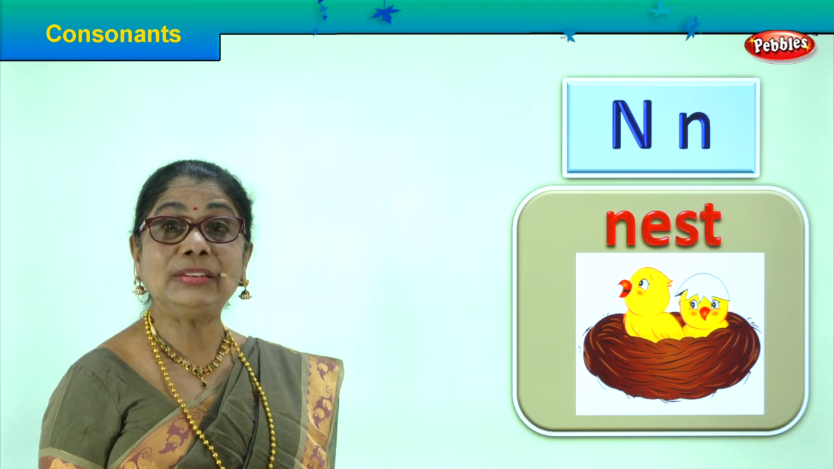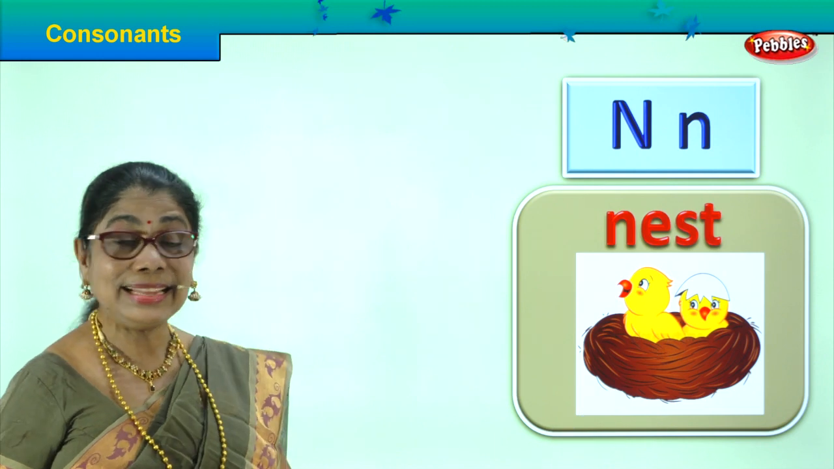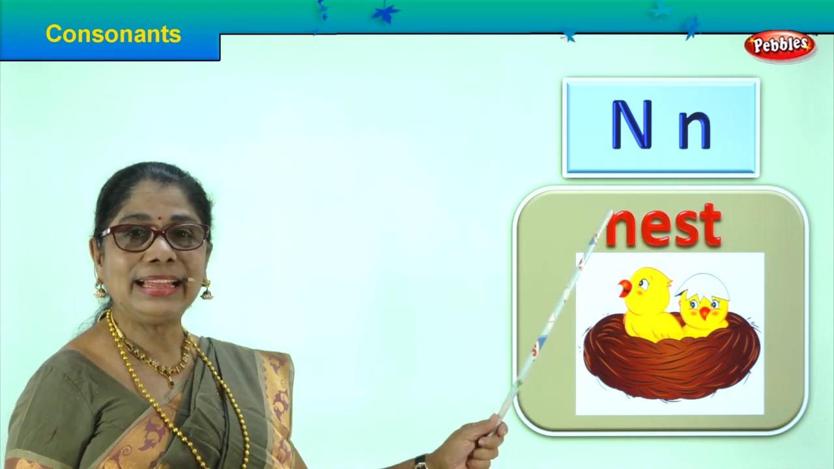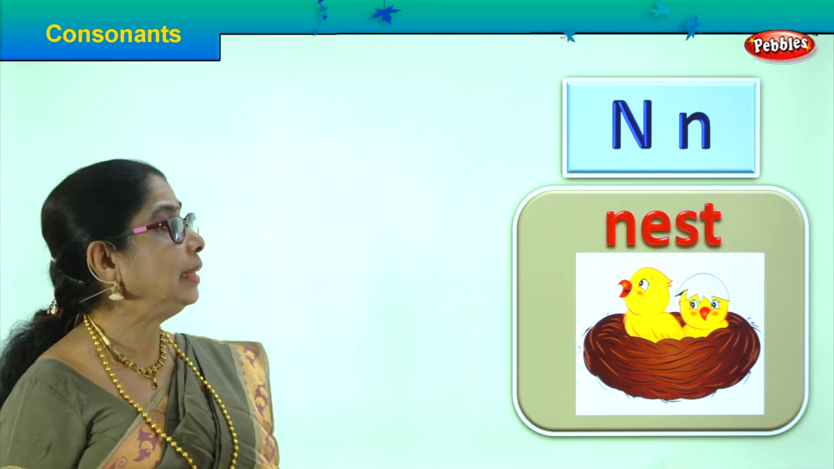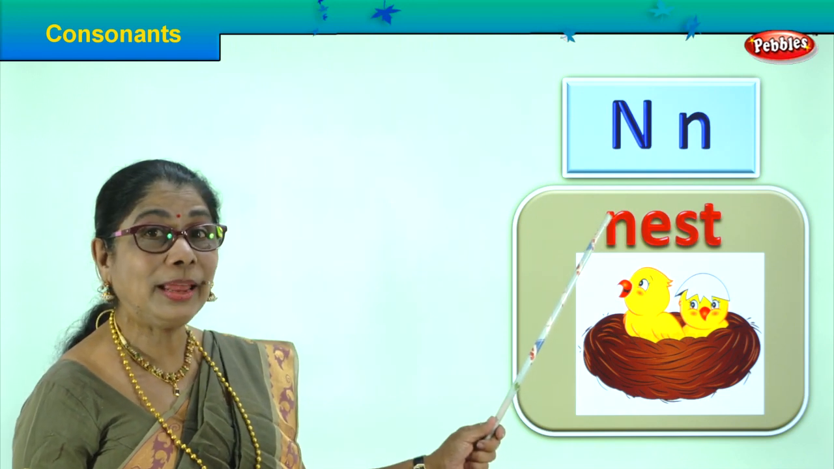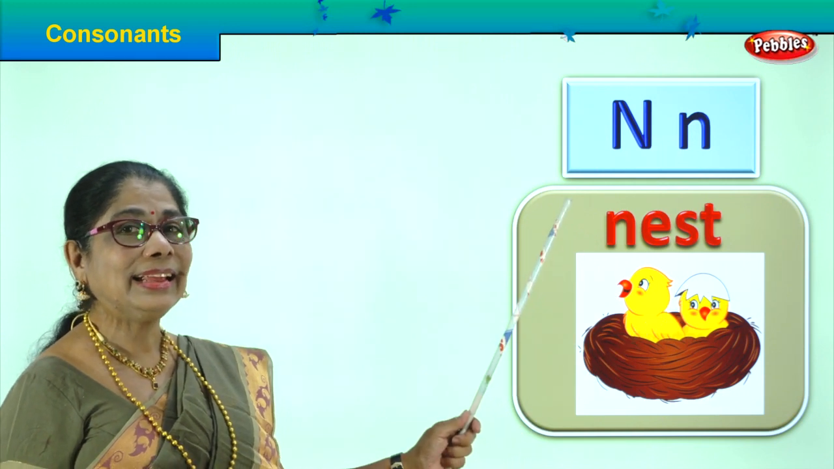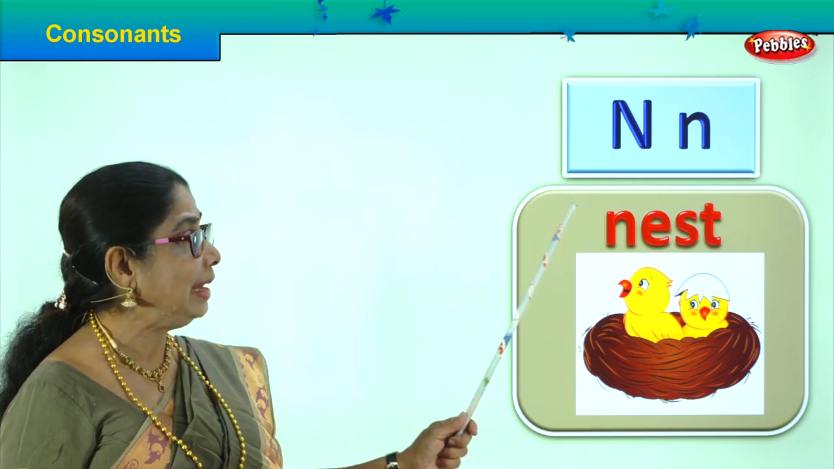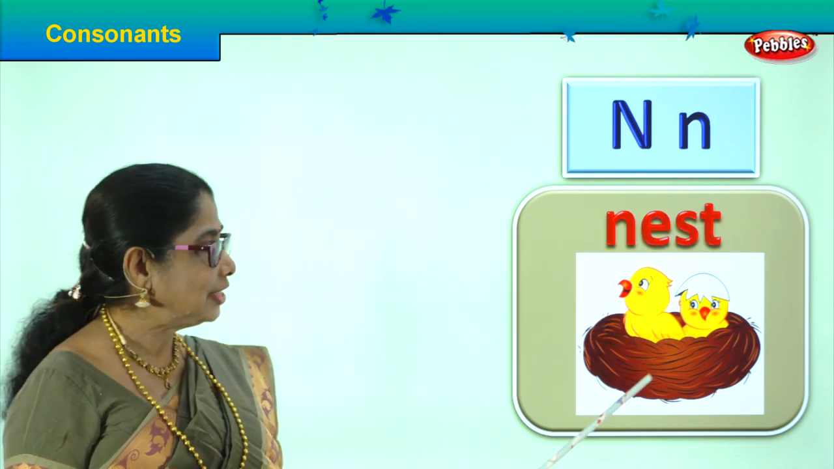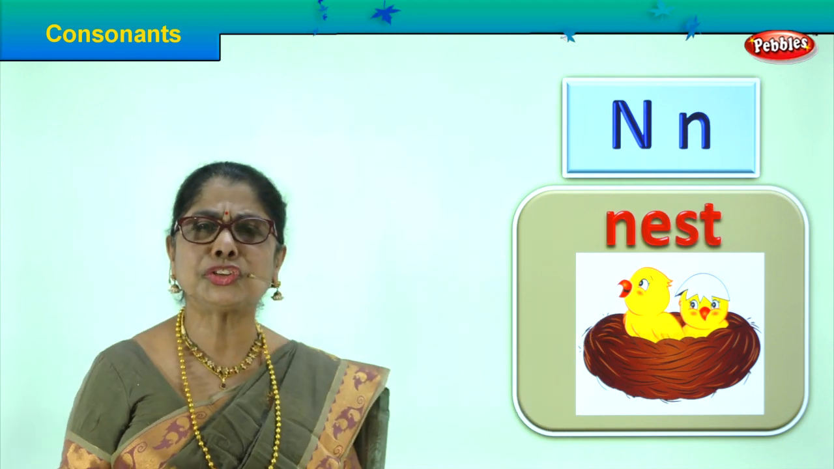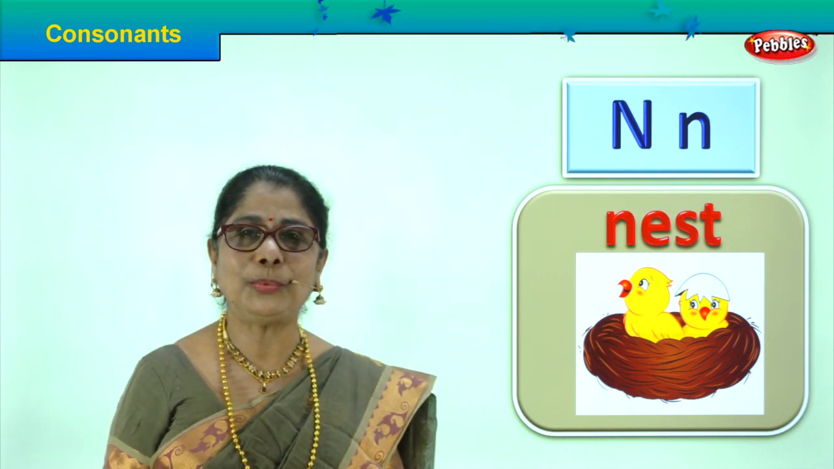Let's get on with the new picture. Letter N, sound N. Nest. The word nest begins with the letter N. Tell me the spelling of nest. N-E-S-T. Nest. Say it again. The word nest begins with the consonant N. Spell nest for me. N-E-S-T. Nest. It's a cute little nest. The two little chicks inside. They look lovely, isn't it? Good.